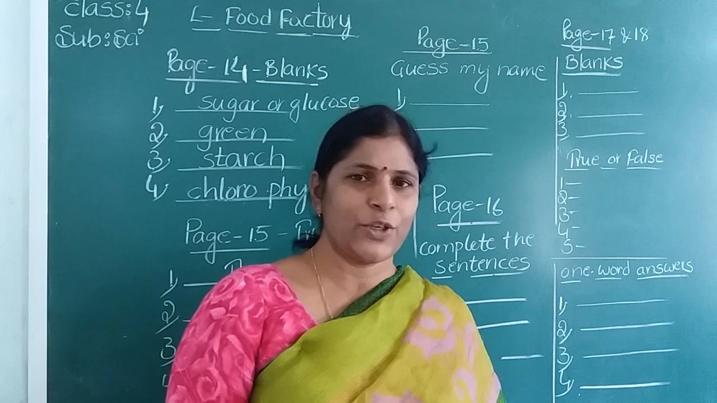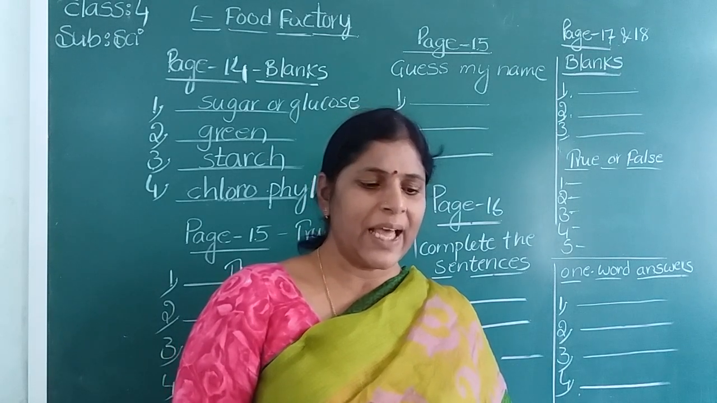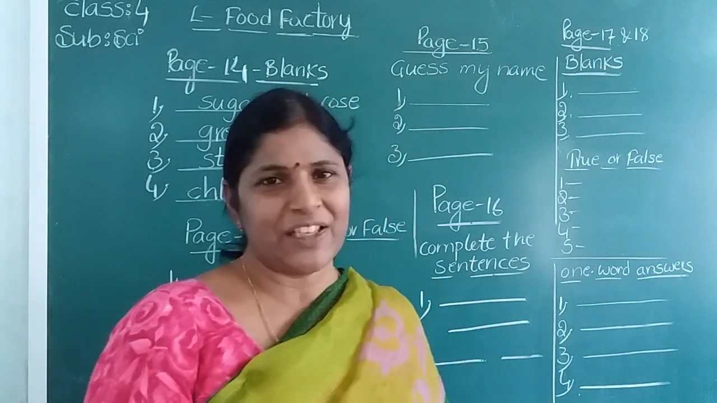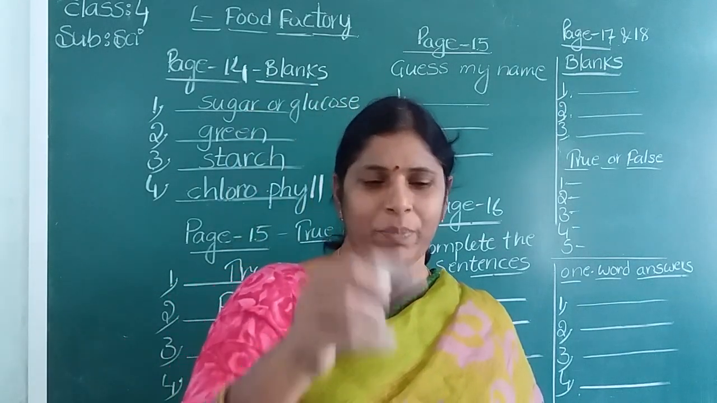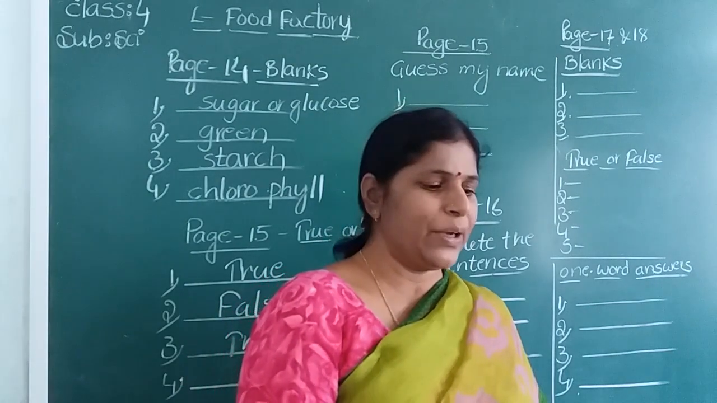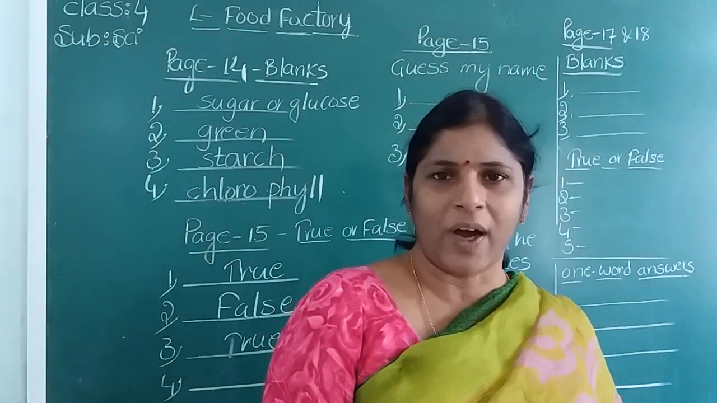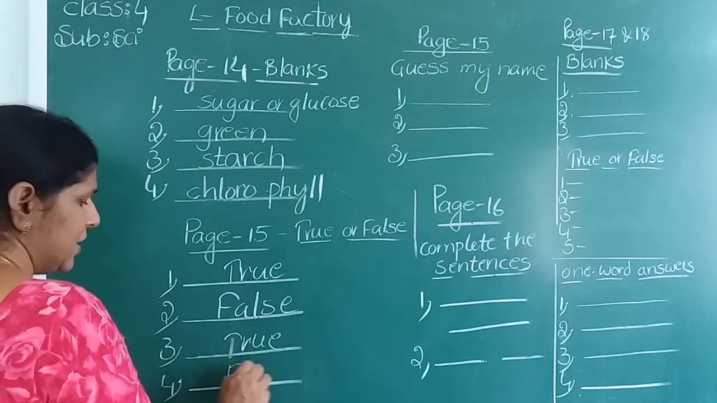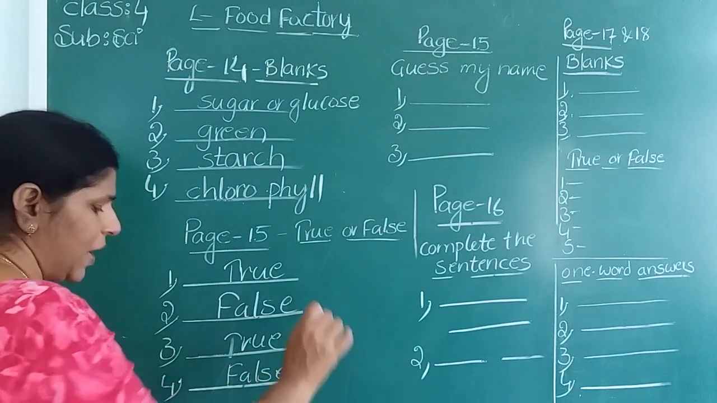Now the fourth question. The side vein is also called the midrib. The side vein is called the side vein only. The thick line in the center of the leaf is called the midrib. That's why this is false. F-A-L-S-E, false.